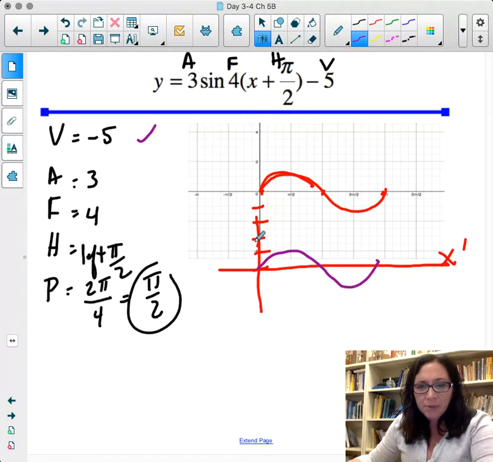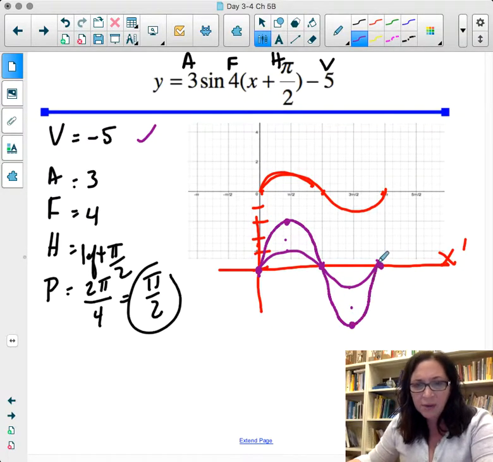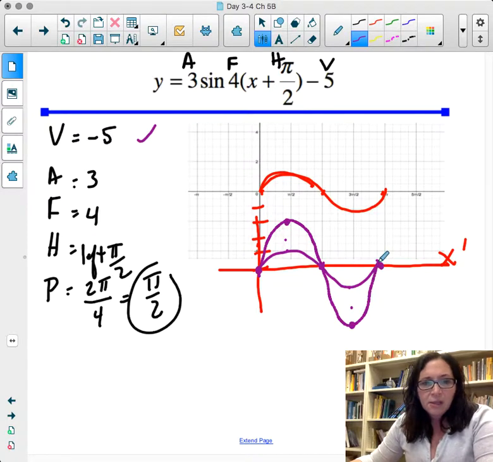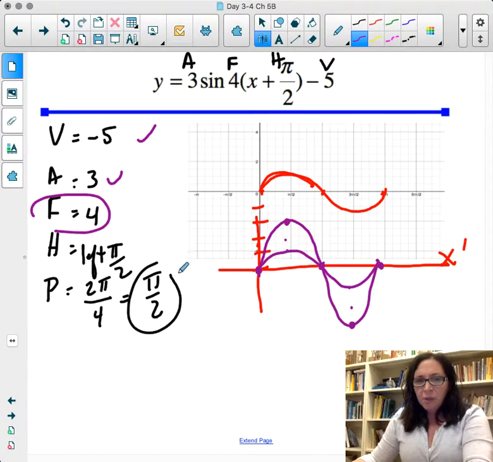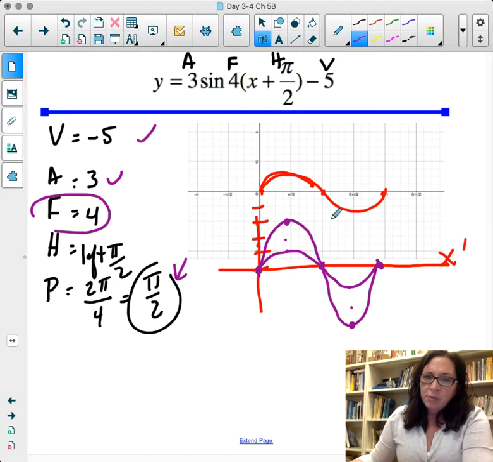I need to do my amplitude now, which is up 3. So 1, 2, 3, and still 0 times 3 is 0, 0, 0. It's going to drop down 1, 2, 3. It's going to go up. It's going to go down, and it's going to end here. Okay. So now we don't really graph a frequency, but we do graph our period, which is pi over 2.